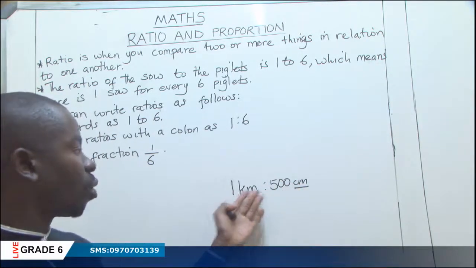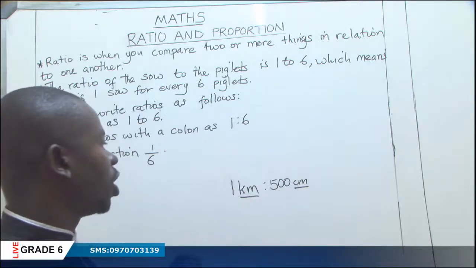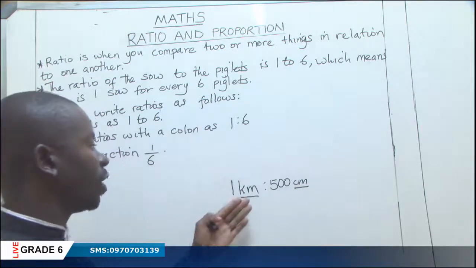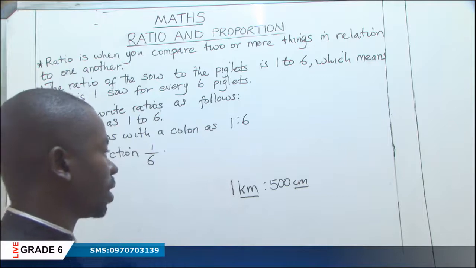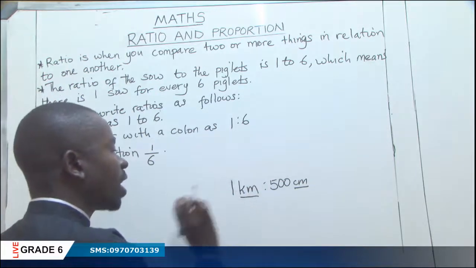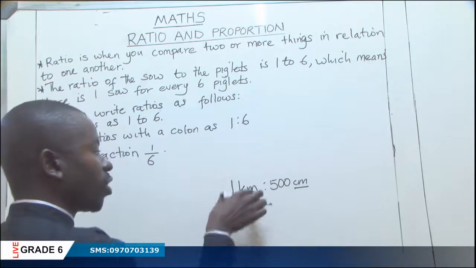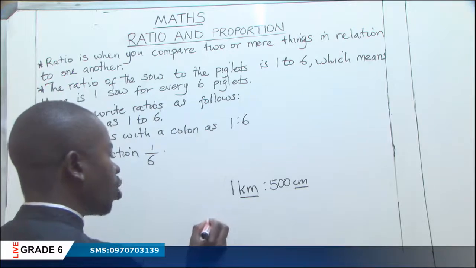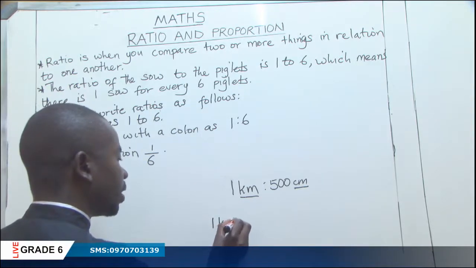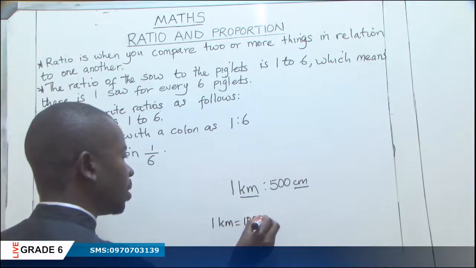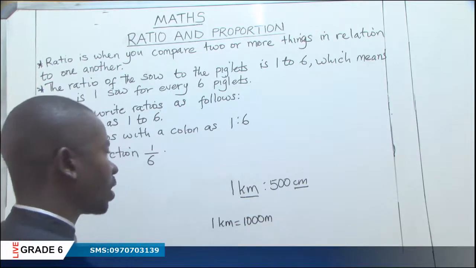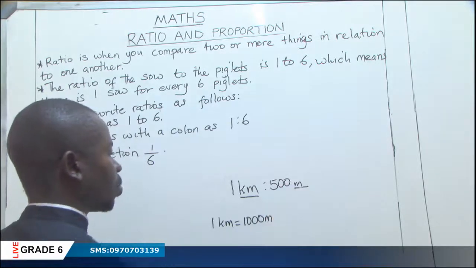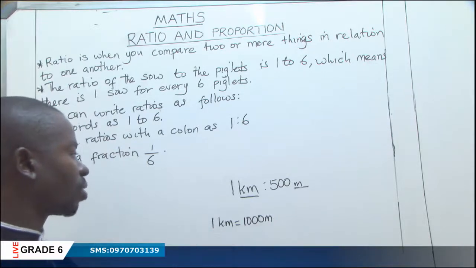So you can't solve a question like that. What do you do? You need to change both to the same unit. You can change 1 kilometer to meters. We know that 1 kilometer is equal to 1,000 meters.